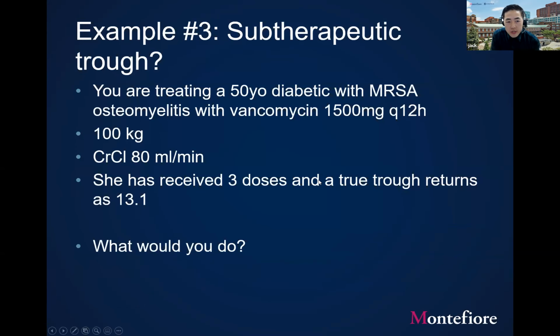So I have a third example. This is a subtherapeutic trough. You're treating a 50-year-old diabetic with MRSA osteomyelitis with vanco 1500 Q12. They weigh 100 kilos. Creatinine clearance is 80. She's received 3 doses, and a true trough returns at 13.1. What would you do? Any takers? Would anyone bump it to 1750? Would you stay the course? Would you increase the frequency?